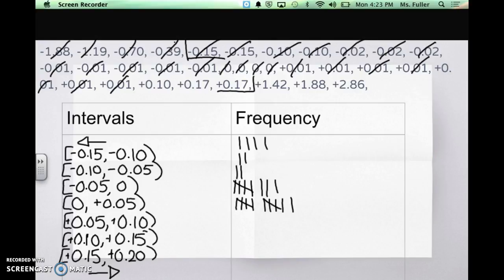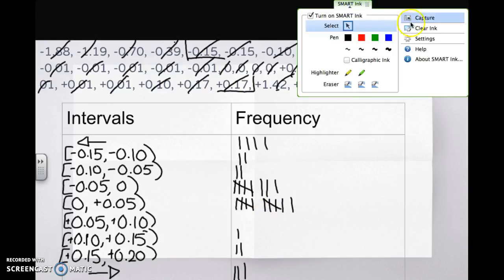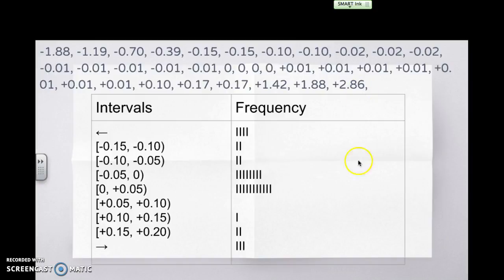Then we get to plus 0.10 and plus 0.17. And then we have 1, 2, 3 outliers. All right. So this is on the next slide as well, so don't worry if you don't have everything down, but I'm going to go ahead and move on. All right, so a little bit neater. We can see that we have all the intervals and frequency.